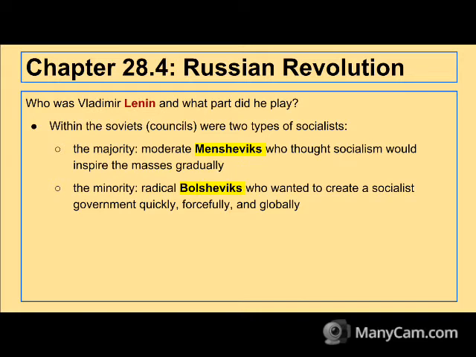If you remember, during the French Revolution, we saw a similar thing. The moderate Girondists and the more radical Jacobins sort of shared power in the French revolutionary government.